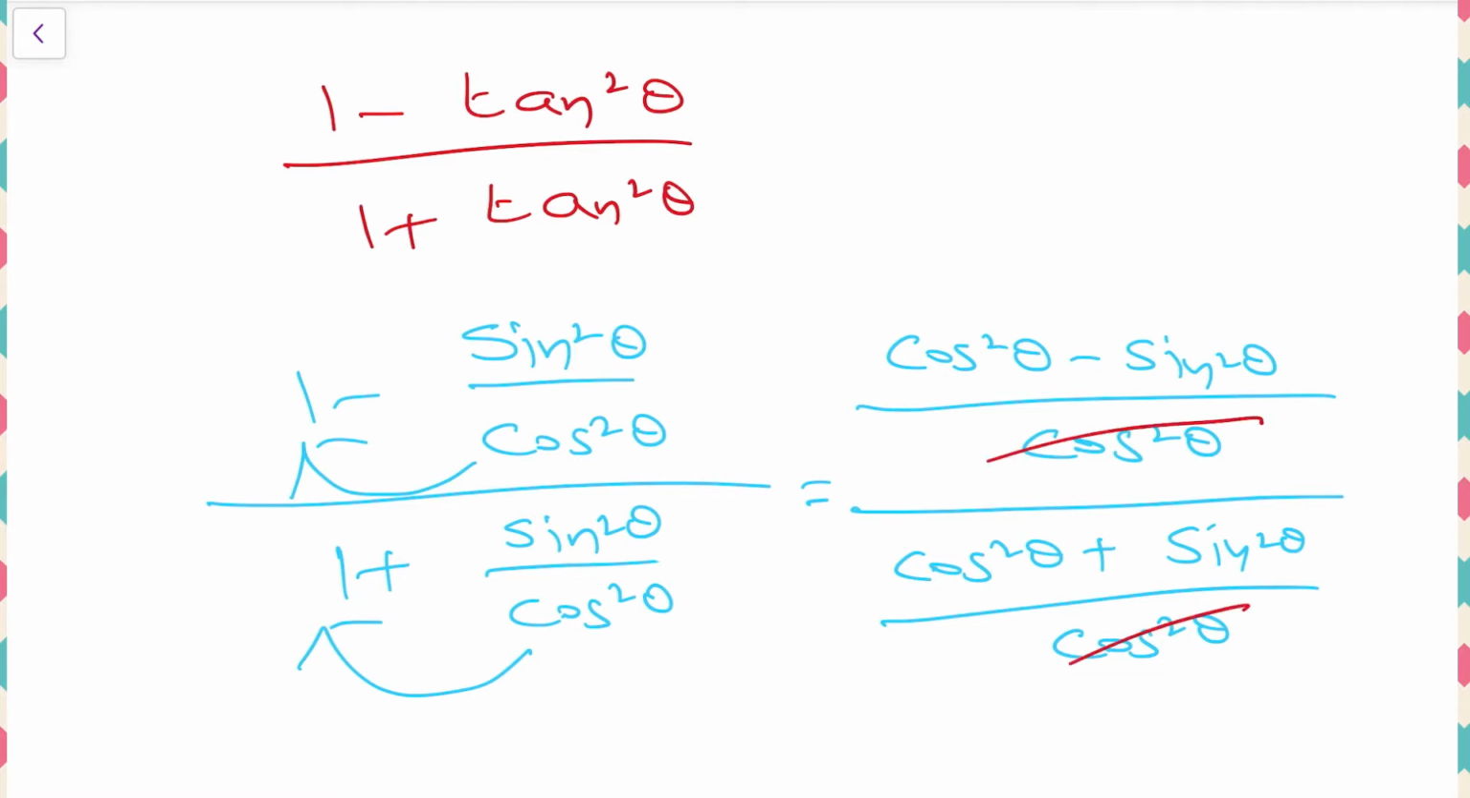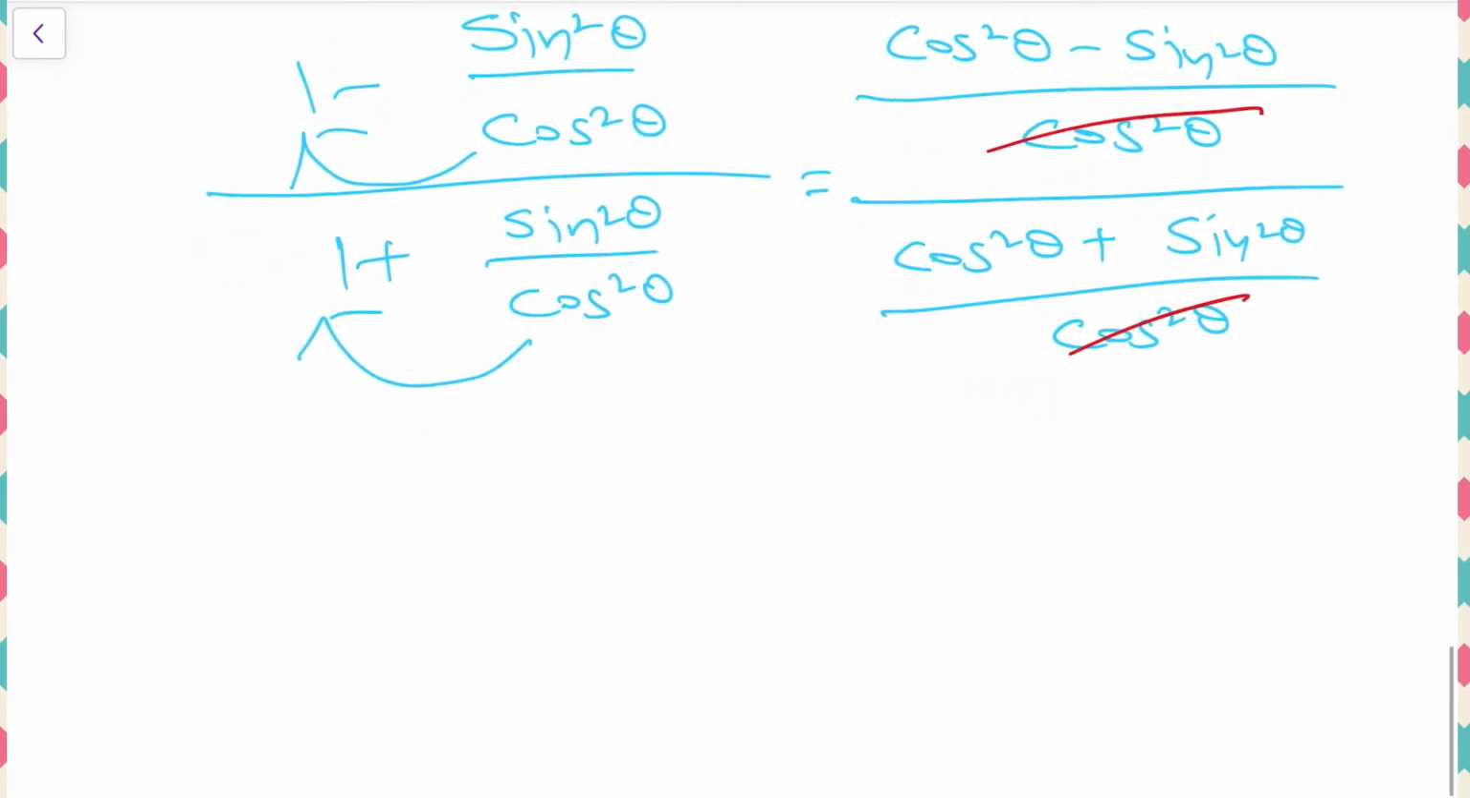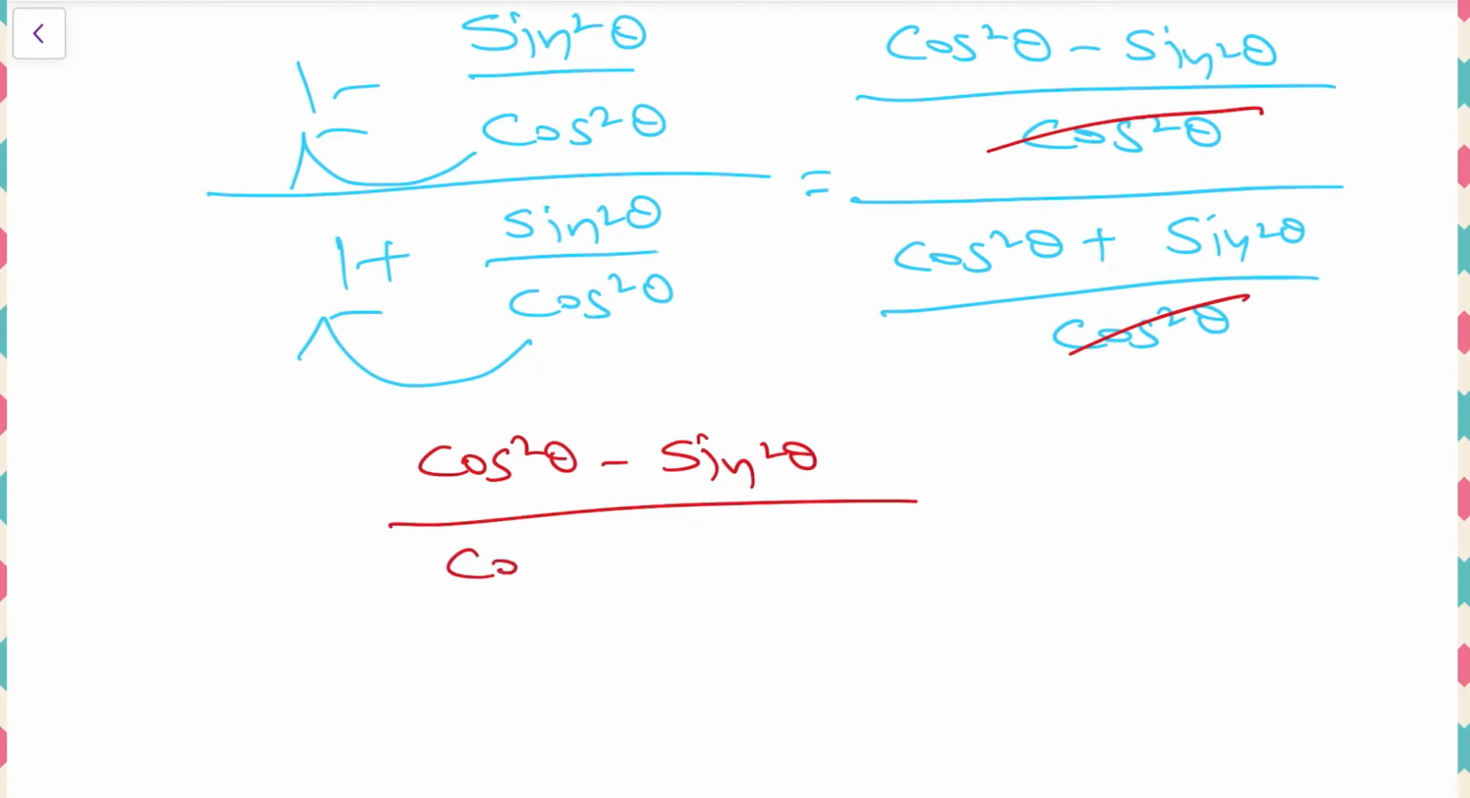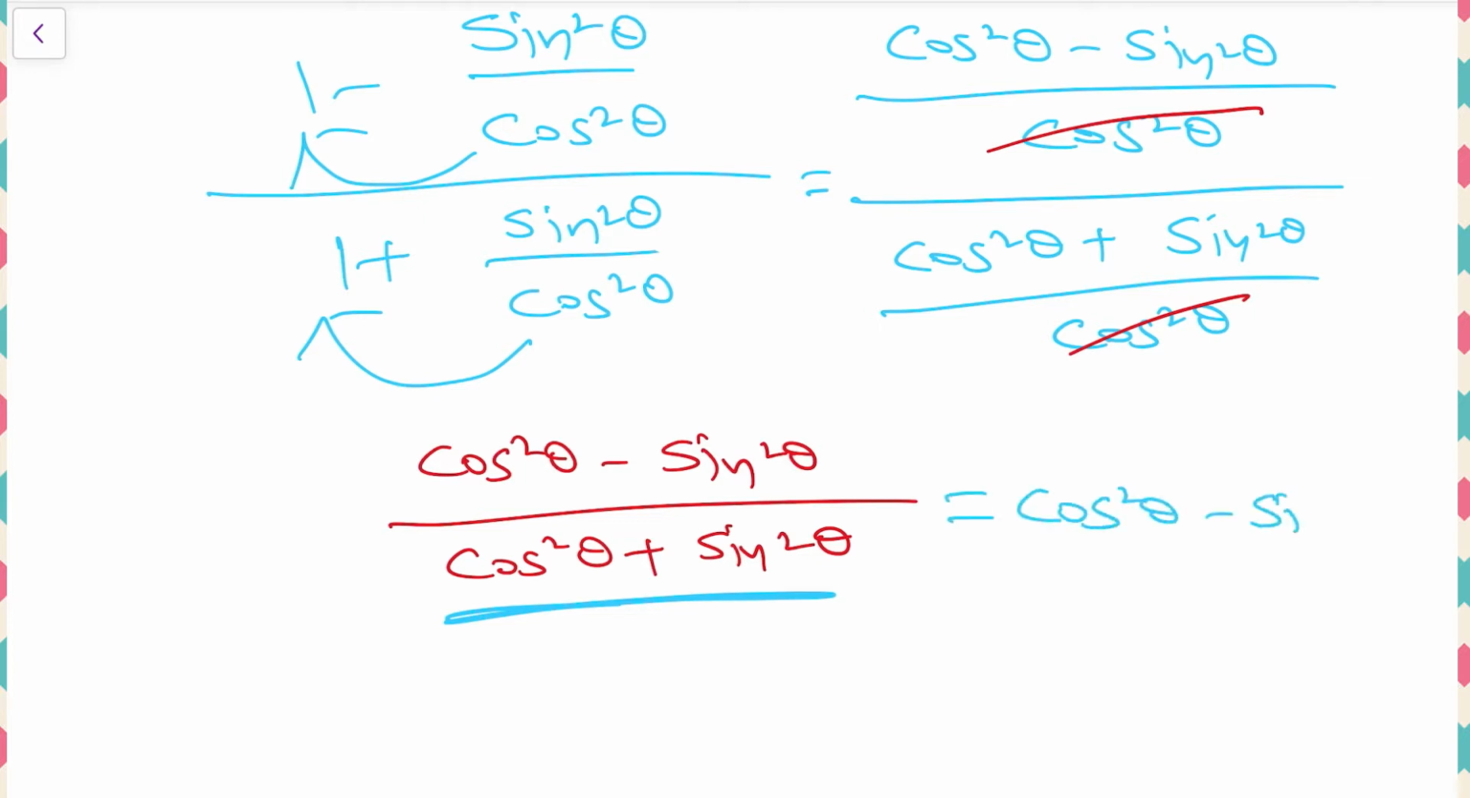Here the cos square theta in both will get cancelled. Then we remain with cos square theta minus sin square theta divided by cos square theta plus sin square theta. If we observe the denominator clearly, cos square theta plus sin square theta is an identity of trigonometry, so that value is 1. So we remain with cos square theta minus sin square theta, which is nothing but the value of cos 2 theta. Hence proved.